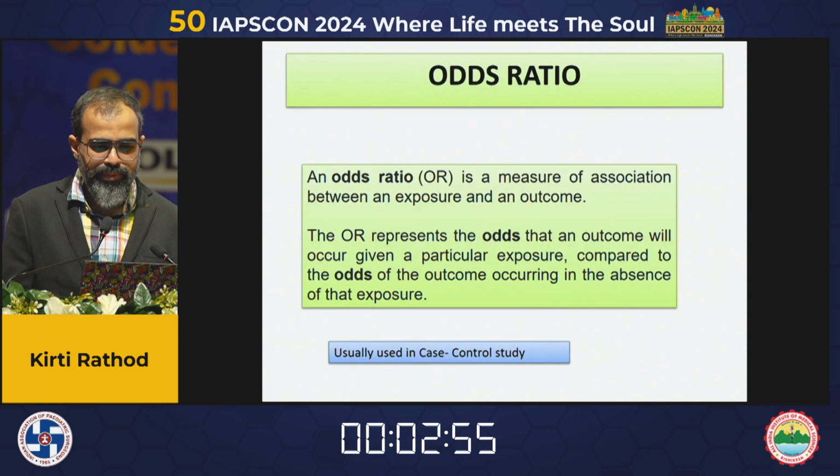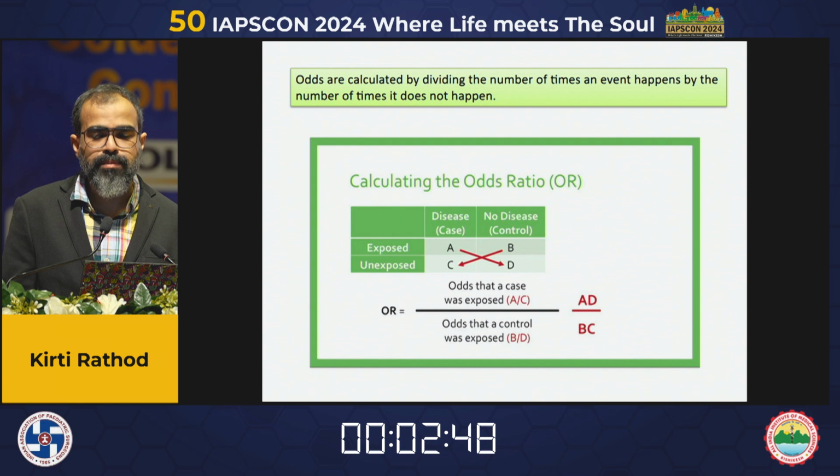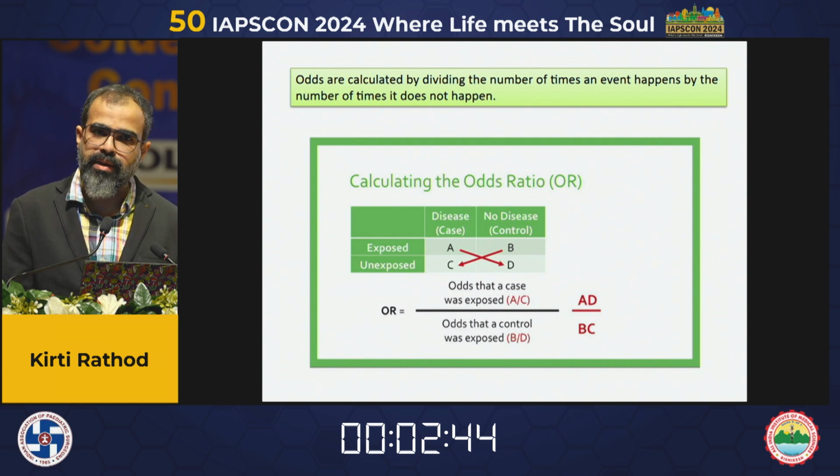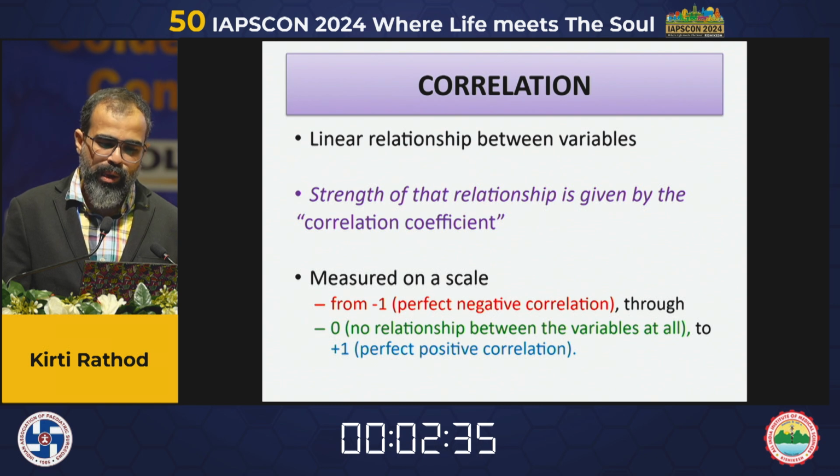This is the formula. Odds ratio we all know. This is another example of odds ratio. It is calculated by dividing the number of times an event has happened by the number of times it does not happen. This we all learned in community medicine. We have to use this. It's again very easy to calculate. It can be done online. No need to use fancy software. This is one example of it.